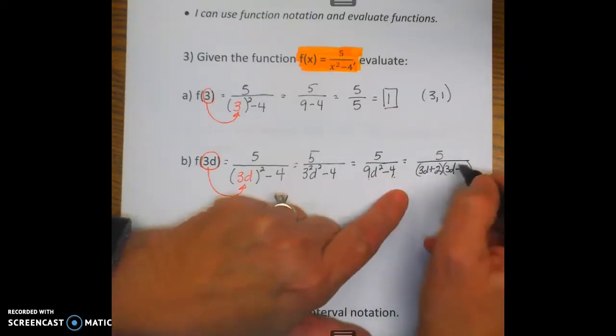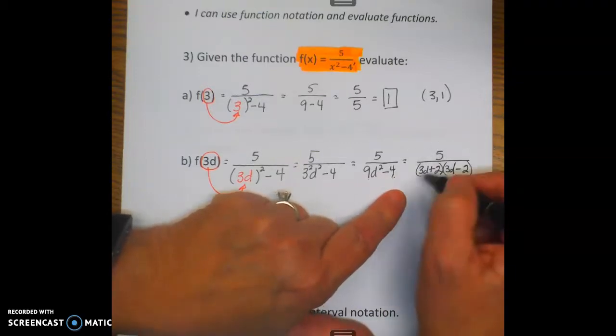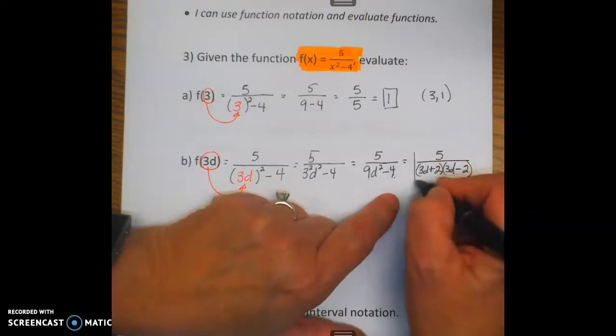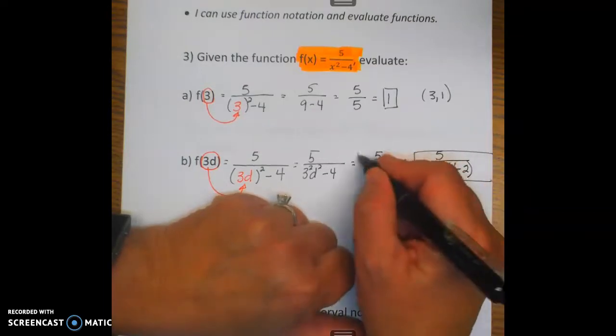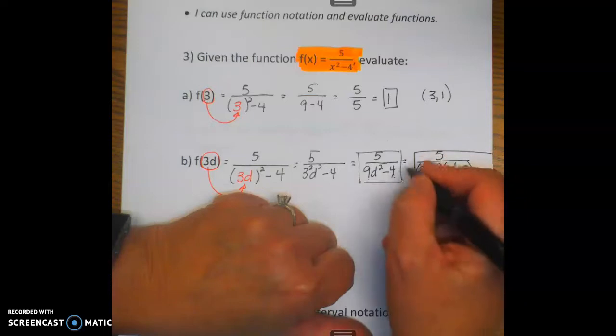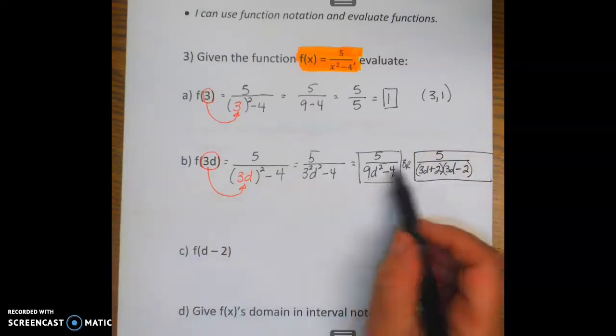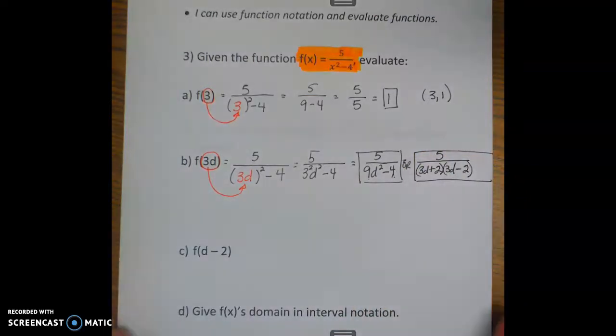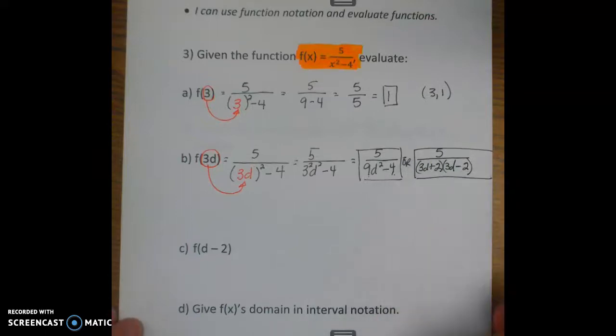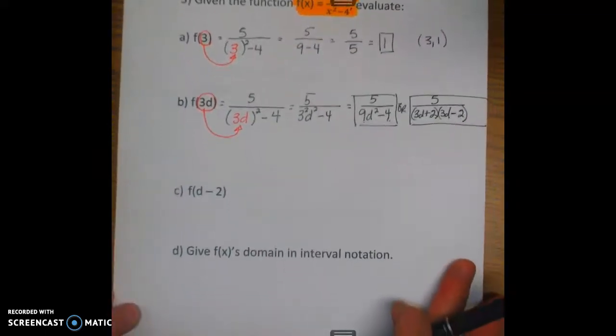And then you would look to see, is there anything I can do to simplify? Can I cancel any parentheses? And there's not. So that's as far as you can go. And either one of these would be an okay answer. But you always do want to go the extra step of simplifying and factoring just to make sure that there's nothing more that can be done.